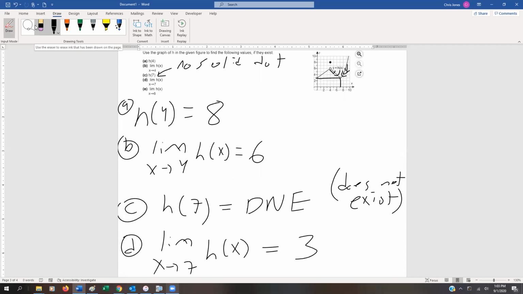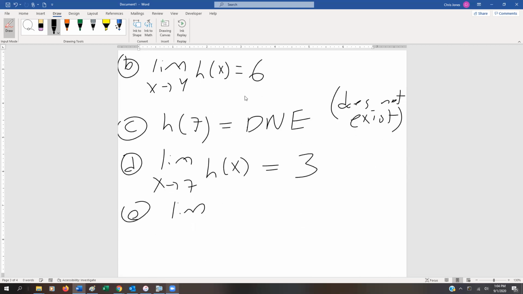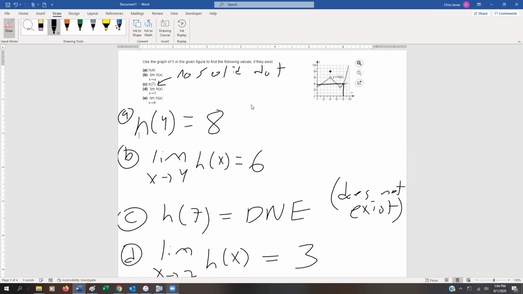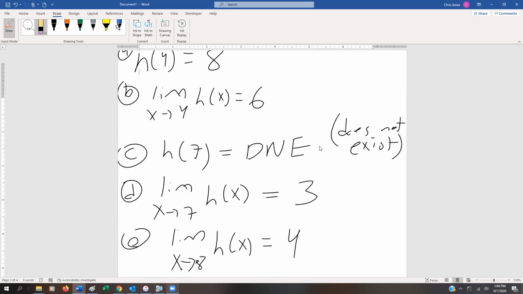And probably the easiest one is going to be the last one. What happens as x approaches 8? Well, that's clearly in the domain of the function, so all we have to do is just trace it, and it looks like it's lining up really nicely to 4. It does exist there, so we don't even have to worry about that one. Nice and easy. So the limit as x approaches 8 of h of x is going to be equal to 4. All right, so all we're doing is just reading the graph, seeing if the function exists or if the limit exists. Okay. Now, just one last example.